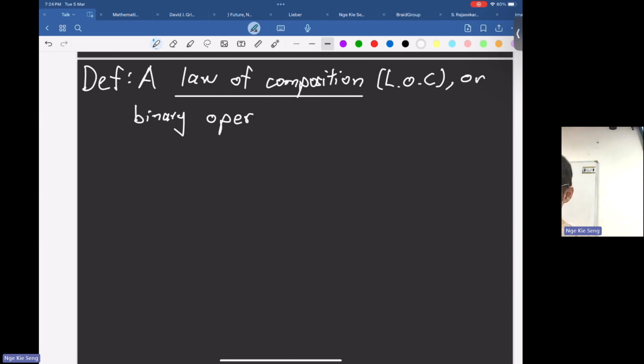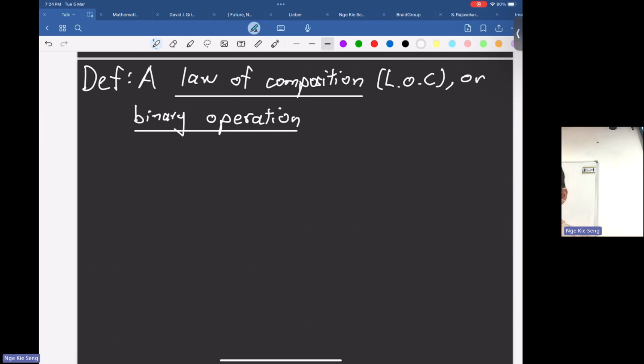From the name, you should guess what this thing should be. What are the clues that the name gives you to define this thing? Law of composition: so it's some kind of law. Composition: you want to compose. When you compose, you need to have at least two things, right? So you need at least two things to compose. That's why there's another name, binary operation. It's binary.